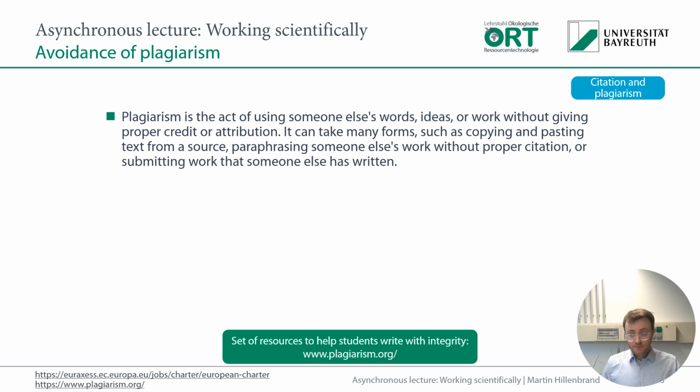And if you need help with that, there's a set of resources to help students write with integrity. So check out plagiarism.org and maybe you'll find some helpful and interesting information there. There are also other sources of information, for example, the Singapore Statement or the Ombudsmann für die Wissenschaft. The latter is a German person you can write to when you see plagiarism in scientific work, for example. But they also have information on how to avoid plagiarism.